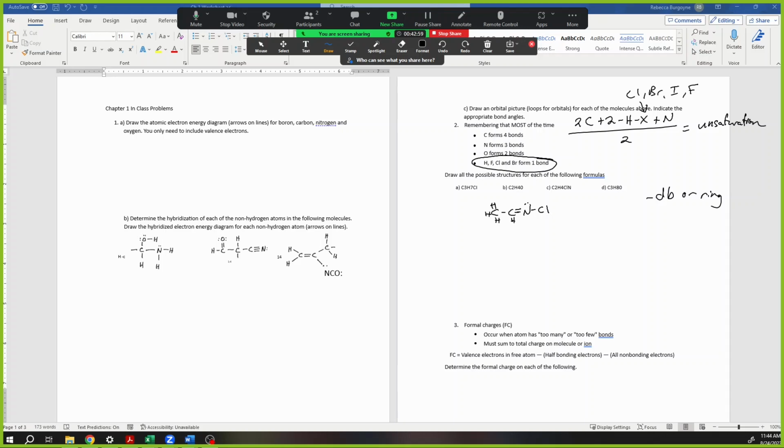This is one that I find difficult for tests and things, is they'll say, draw all possible structures, and you think you've thought of all of them, and there was one more. So you just have to kind of grind the gears of your brain and go, okay, what else could we possibly do to this thing and have it still work?